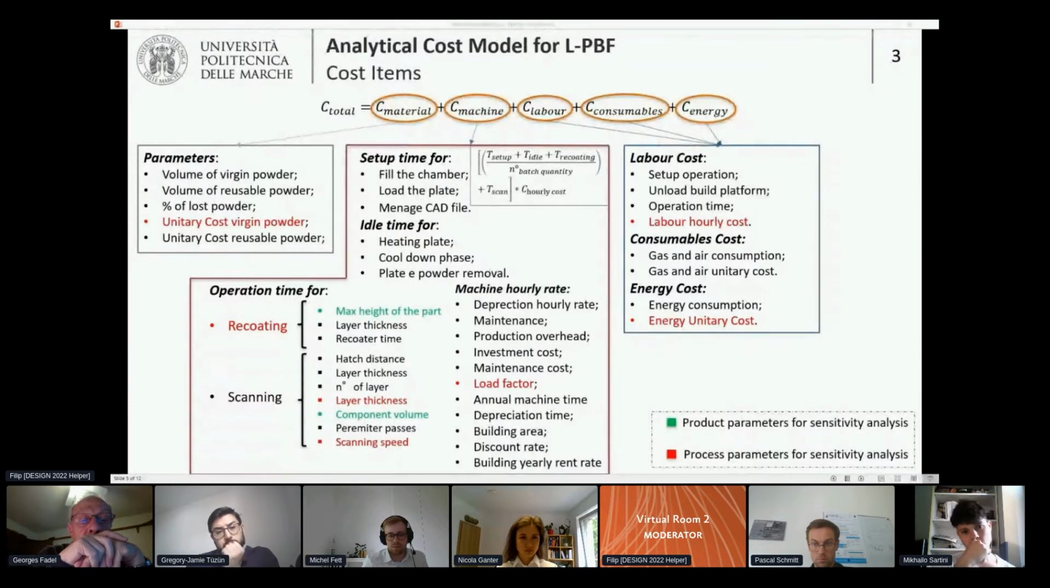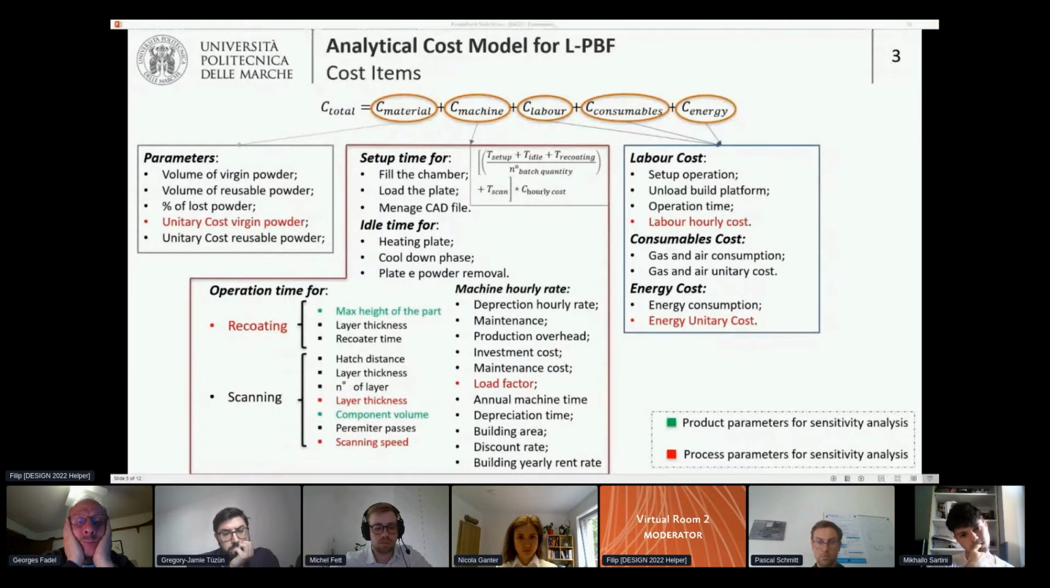The machine cost consists of three cost items: setup, idle, and operation. Setup time refers to the time needed to fill the chamber with powder, load the plate, and manage the CAD file. The idle time includes plate heating time, cool down time, and plate and powder removal time. The operation, so the build time, is the sum of recoating and scanning times.